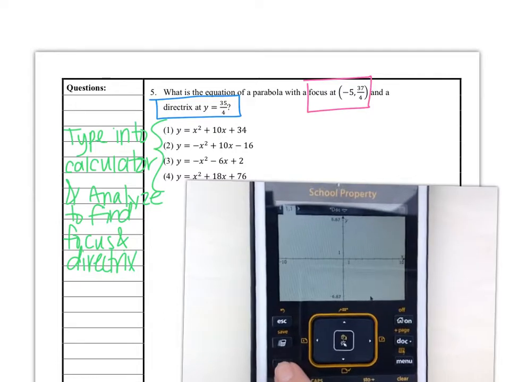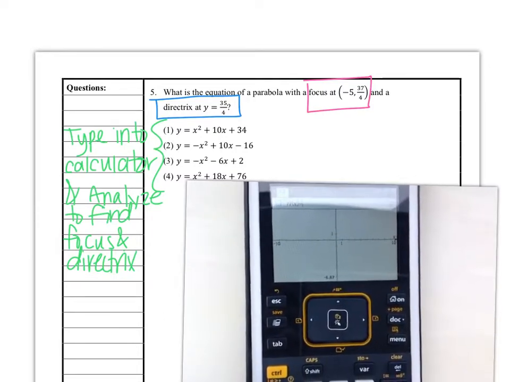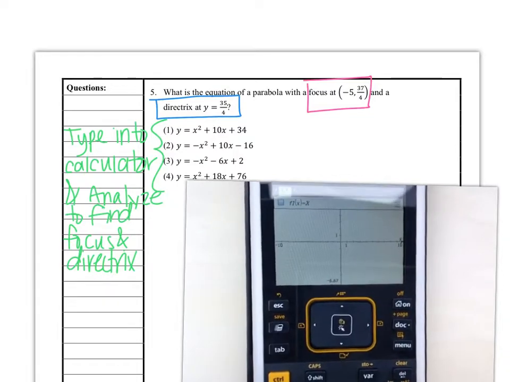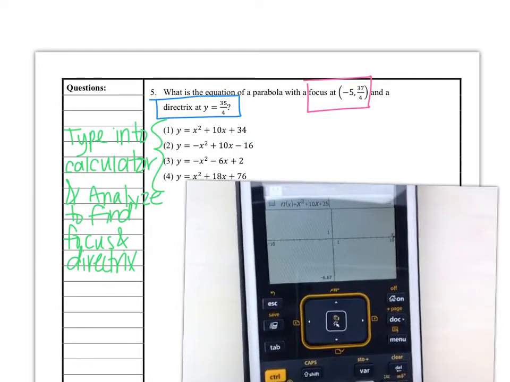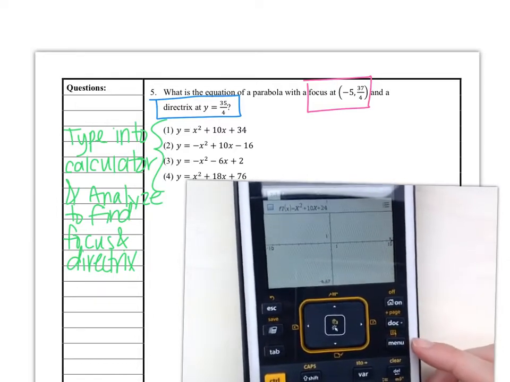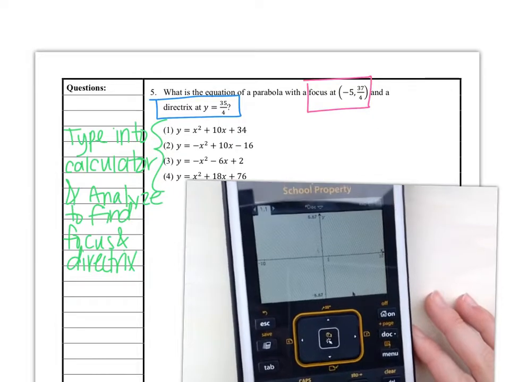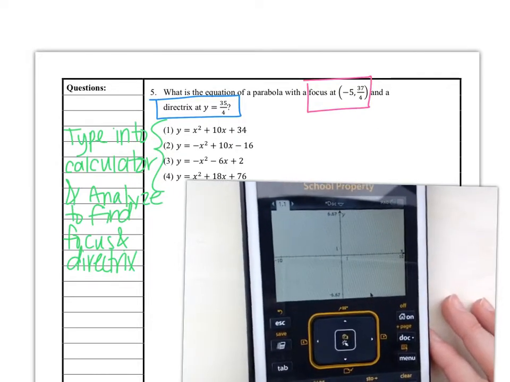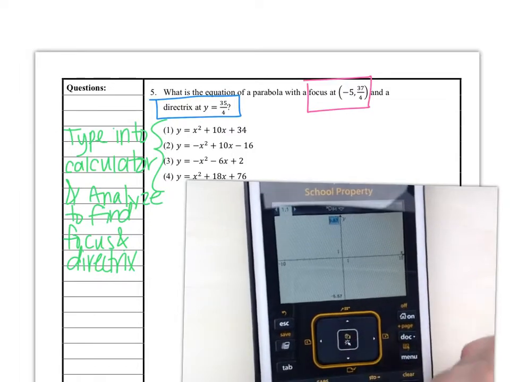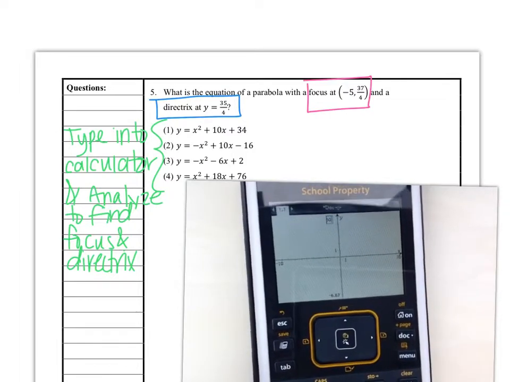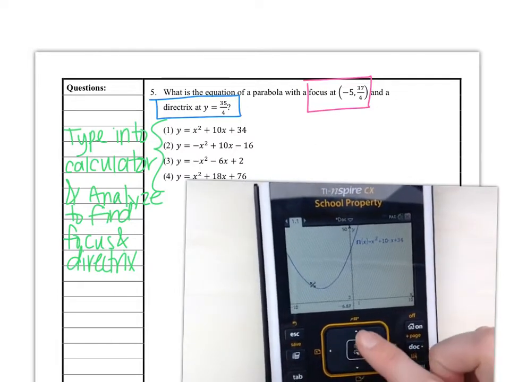I'm going to hit tab to pull up the f1 of x, and I'm going to type in that first equation. So we've got x squared plus 10x plus 34, not 24, 34. And I hit enter, and ooh, shoot, I don't see the parabola. So that means that I've got to adjust my values here. I know that I should probably go maybe as high as 50 to start, give myself some space. And that looks pretty good.